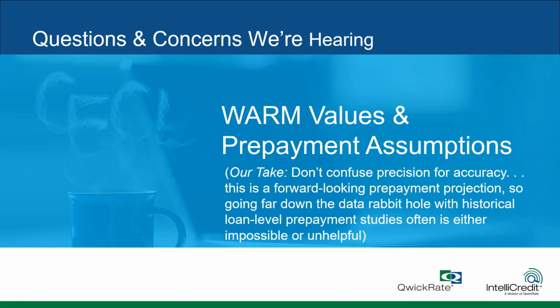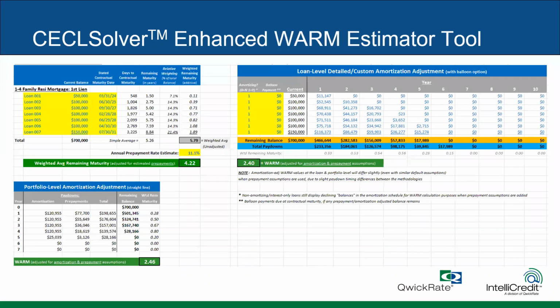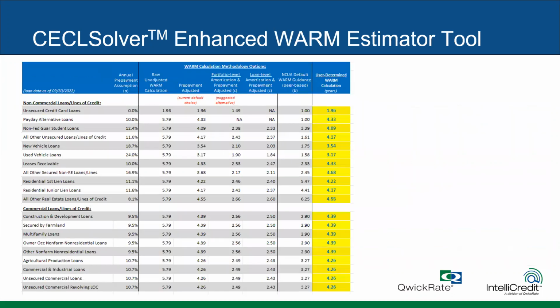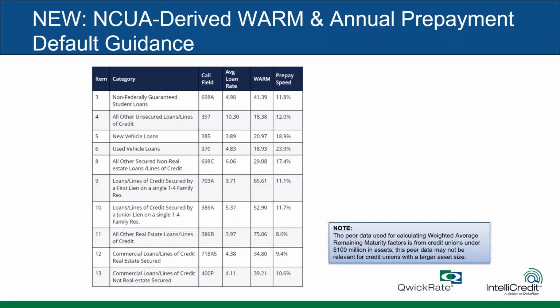That's all in our newer WARM estimator tool. On the next slide, we show a screenshot. I already showed you this Excel file, so we can go to the next slide. Then this is the data from the NCUA that they're going to update each quarter, which shows by call report segment how they calculated some default industry-based, peer-based WARM calculations and prepayment speeds. There are some limitations to this study that the NCUA contracted out, but it is much better than nothing, and it's the best we've got to go on right now. We're happy to talk about that with you.